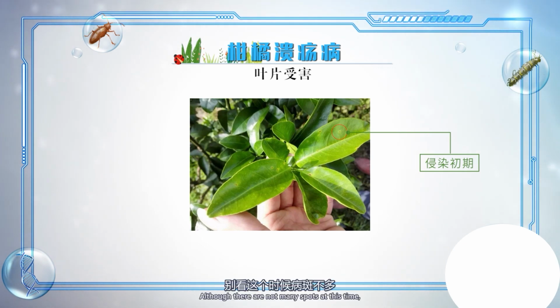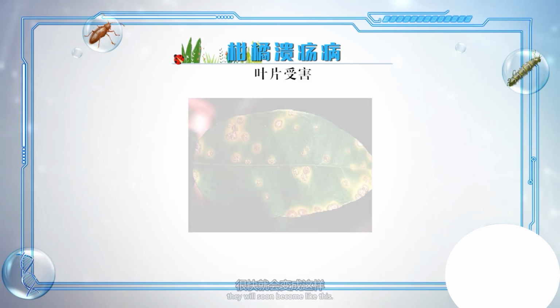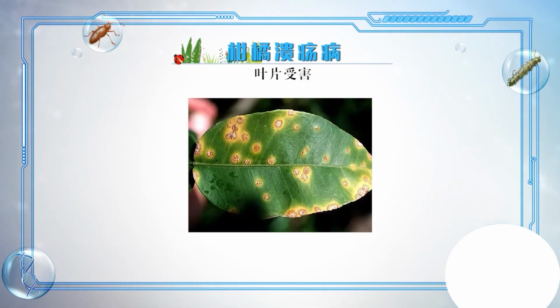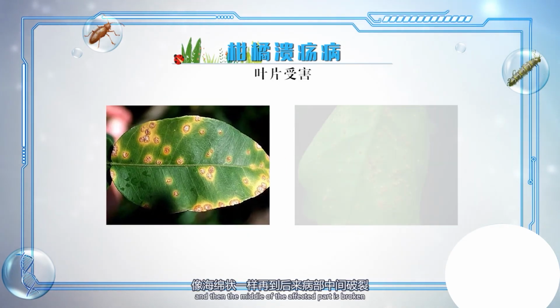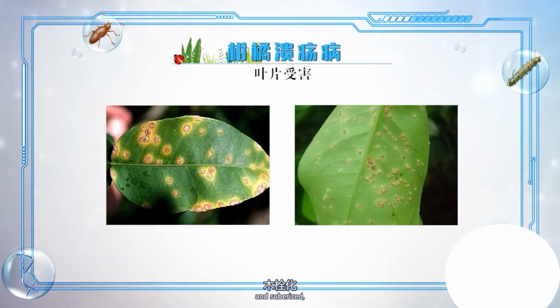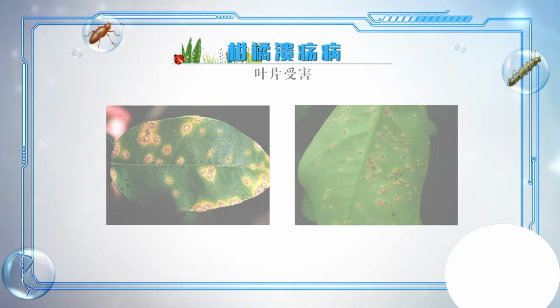Although there are not many spots at this time, if we do not pay attention to them and let them develop, they will soon become like this. The front and back are raised like sponges, and then the middle of the affected part is broken and suberized, showing the appearance of a grayish-white crater. If you do not care about the disease at this time, the tree will be full of affected leaves, and the leaves will soon fall off.